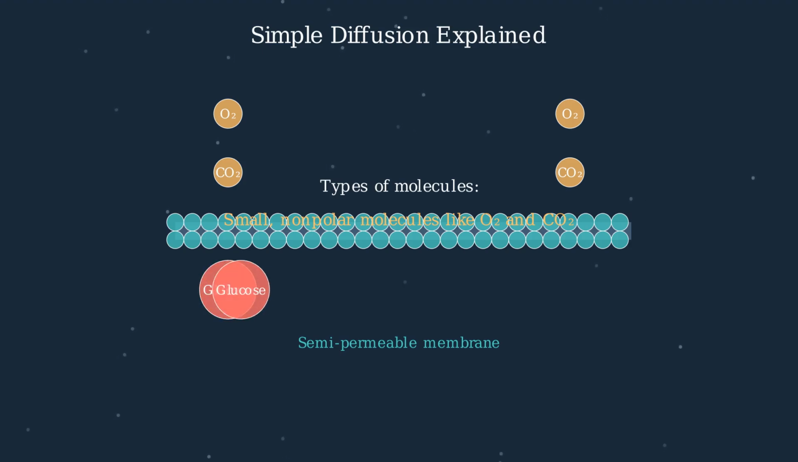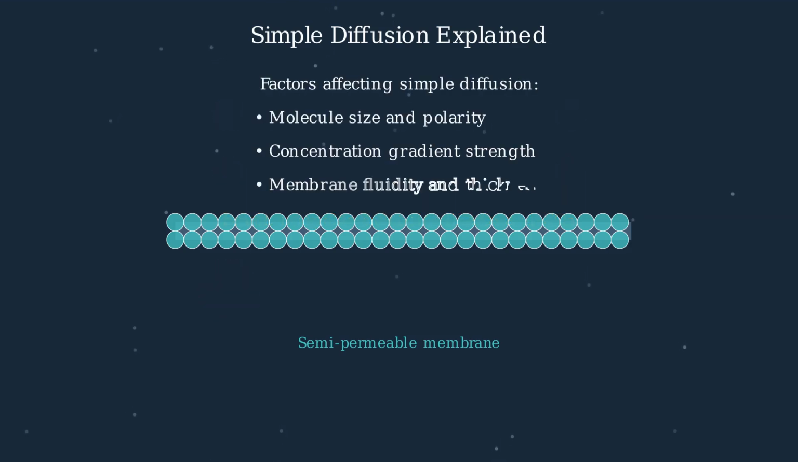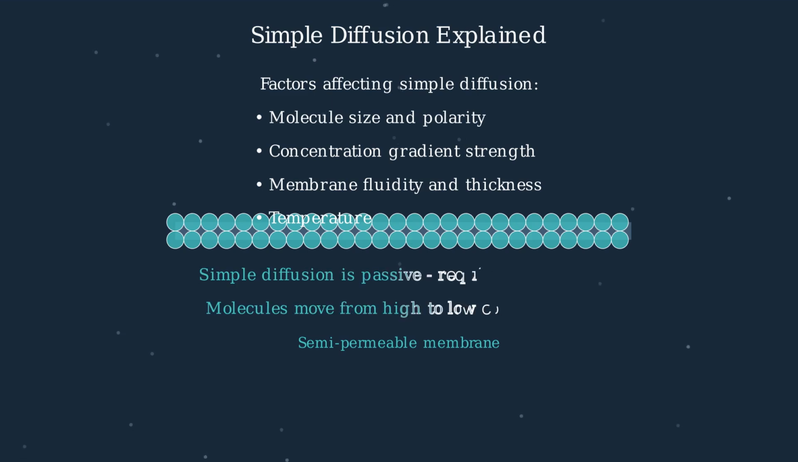However, larger molecules like glucose cannot pass through the membrane via simple diffusion. Several factors affect simple diffusion, including molecule size and polarity, concentration gradient strength, membrane properties, and temperature. Remember, simple diffusion is a passive process that requires no energy input. Molecules naturally move from areas of high concentration to areas of low concentration.